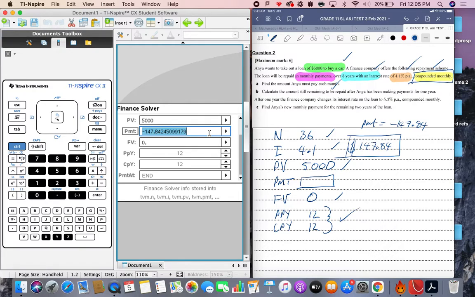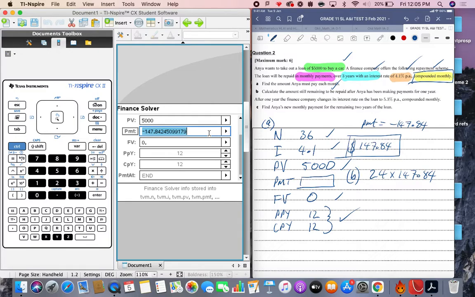The second bit was a bit trickier and a bit naughty. Part B, calculate the amount still remaining to be repaid after Arnia has been making payments for 1 year. So let me talk you through this. If I've been making payments for 1 year, how many years left of repayments? 2 years. So how many repayments in total then for 2 years? 24. And how much am I paying each month? 24 times 147.84.